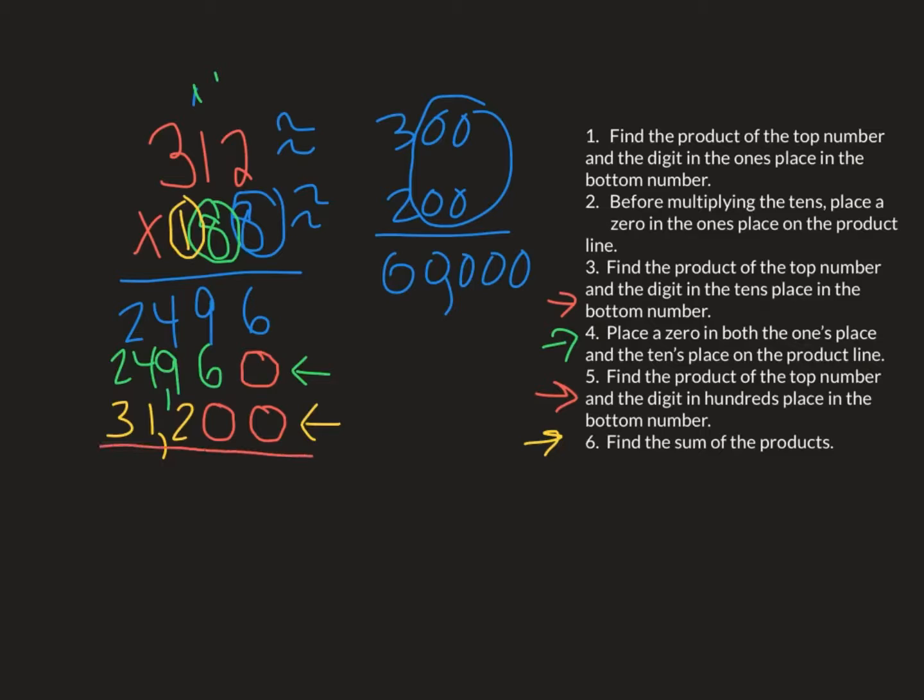My last step, step 6, says find the sum of the products. So now I'm going to add. 6 plus 0 is 6. 9 plus 6 plus 0 is 15. Carry my 1. 4 plus 1 is 5. 5 plus 9 is 14. And 14 plus 2 is 16. Carry my 1. 1 plus 2 is 3. 3 plus 4 is 7, and 7 plus 1 is 8. Nothing to carry. 2 plus 3 is 5. So I place my comma, and 312 times 188 is 58,656, which is close to my estimate of 60,000.